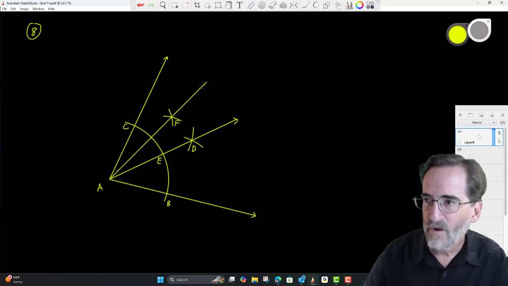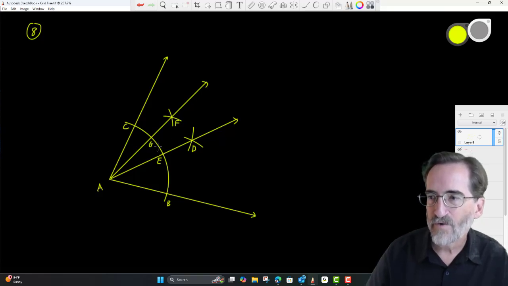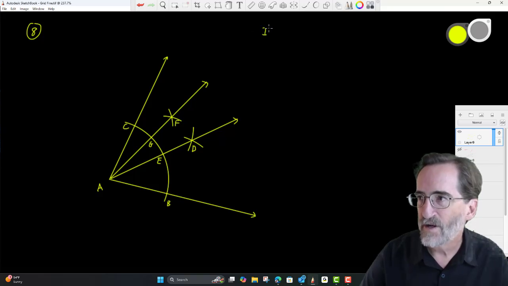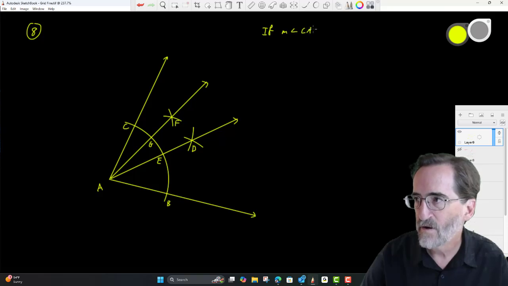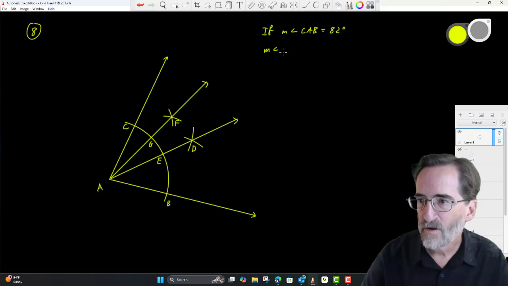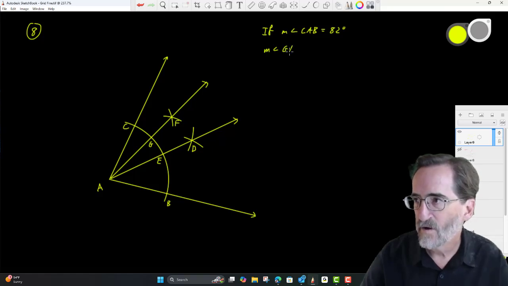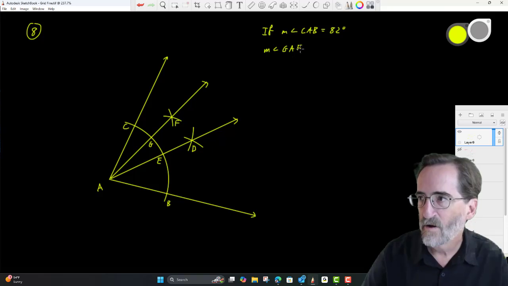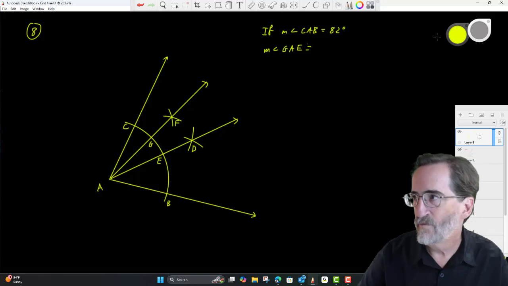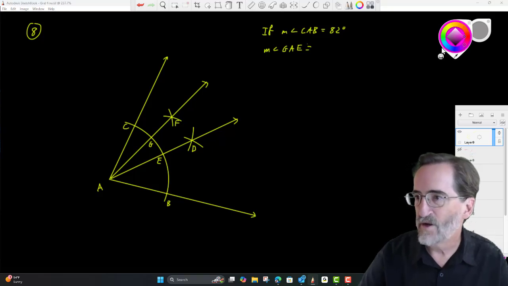Okay, label this point G. Okay, so we've done all that. Here's the question I'm going to ask. If the measure of angle CAB equals 82 degrees, what is the measure of angle GAE? The measure of angle GAE. All right, let's see if we can figure that out.